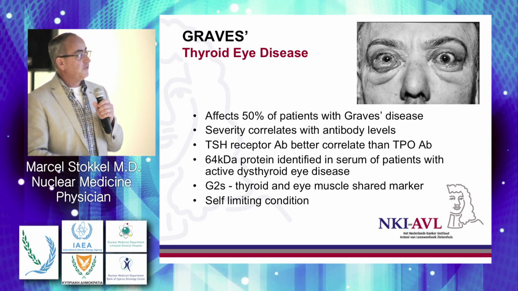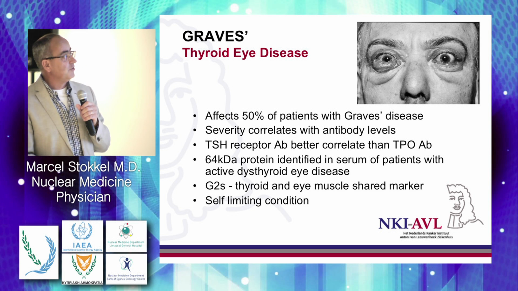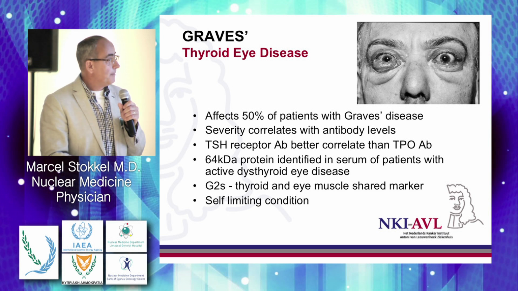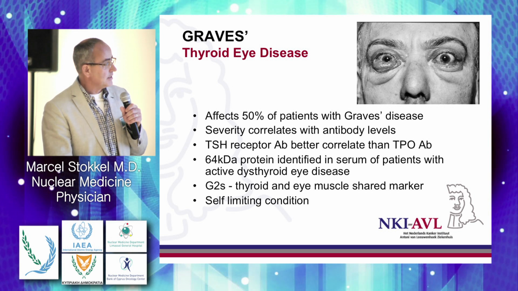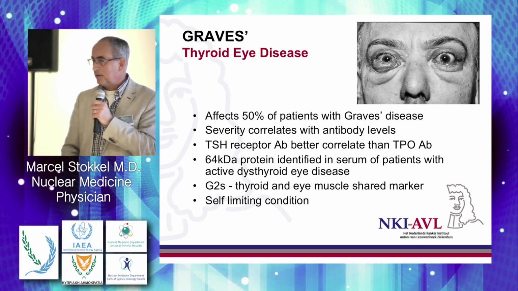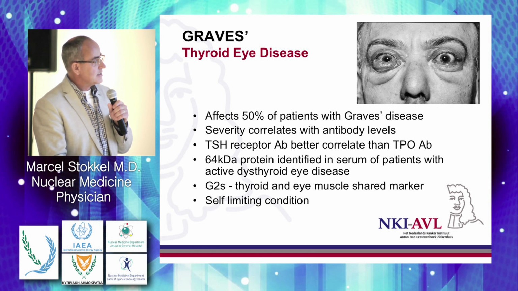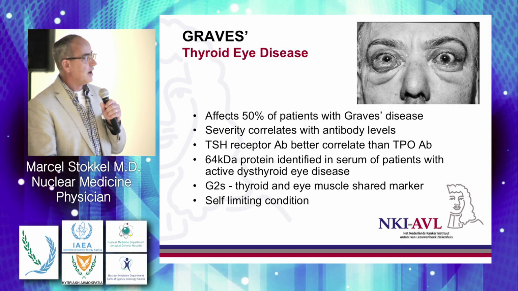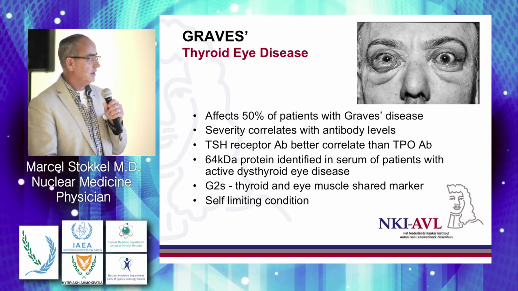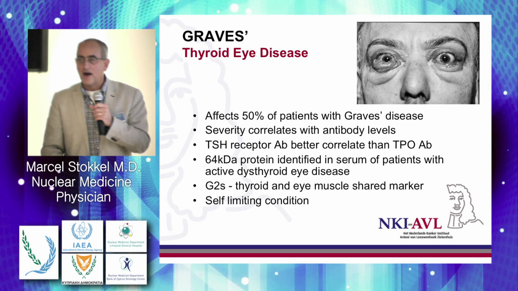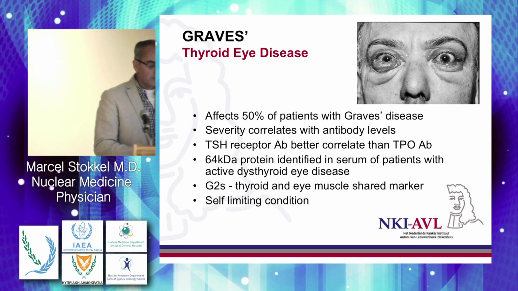TED affects 50% of the patients with Graves' disease. It correlates quite well with the antibody levels. One of the most important things is that it is a self-limiting condition, but sometimes you don't have time to wait for that. And another thing is that there is a protein expressed in the thyroid gland and the eye muscle. They have a shared marker, and that is in fact one of the causes of eye disease in Graves'.